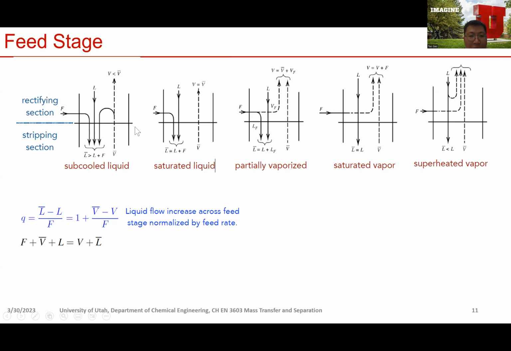if you look at the feed stage, you have F coming in, you have vapor V bar coming in, you have L coming in, right? So you have F plus V bar plus L. When they leave, they become L bar and V, so that equals L bar plus V, right? Then if you move L to the right, move V bar to the left, you have L bar minus L equals F plus V bar minus V. And then that gives you that, right? F divided by F is 1, then you have V bar minus V over F here.